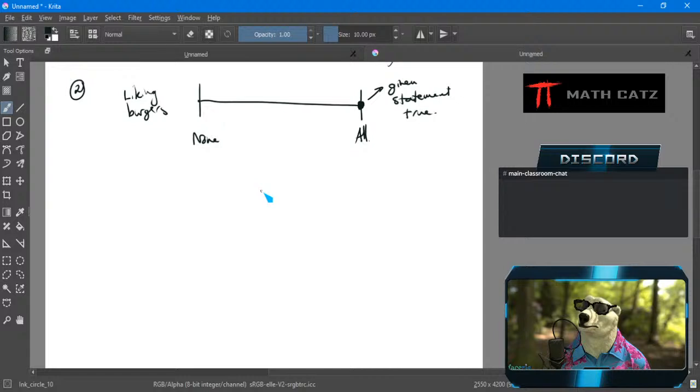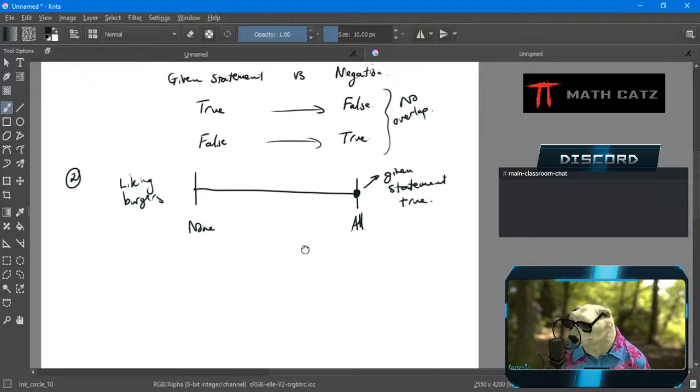I just have to make sure, and there are options for how to phrase it, that the negation, when paired with the given statement, has no overlap, so they can't both be true or both be false at the same time, yet they cover all possibilities, meaning that regardless of what happens in practice, that has to fall into either the given statement or the negation. So if I now attempt the negation, I'm going to use a color here.